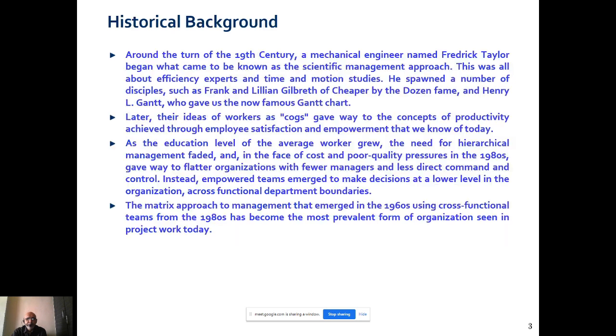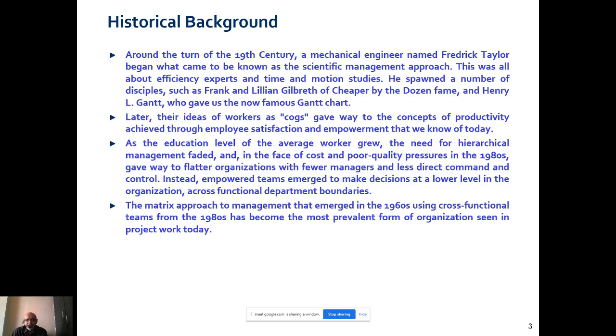So, going next is the historical background. As I said, we have seen Henry Fayol's model; there has to be a scientific approach to doing this management. Frederick Taylor began his work, and then workers, who were referred to as cogs, gave way to the concept of productivity. So, how to get the work done from the workers? That was the basis, isn't it?